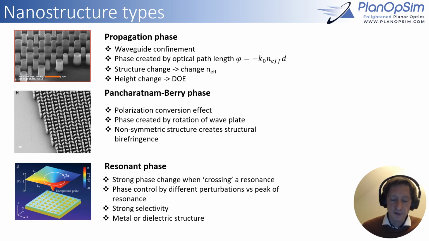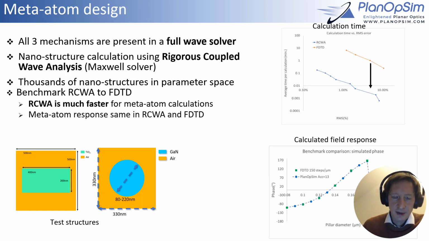We will get into each of these types later on, but in general, propagation phase works by controlling the way light accumulates phase throughout an effective medium, whereas Pancharatnam-Berry phase relies on polarization conversion through a half-wave plate, and resonant phase relies on the fact that around an optical resonant phenomenon there is often a strong phase change when you encircle that resonance. So by making small perturbations around the resonance we can achieve phase control. But let's start at the beginning.